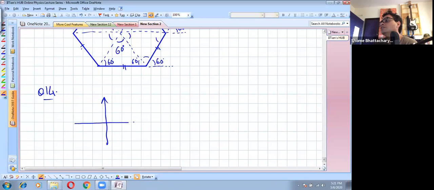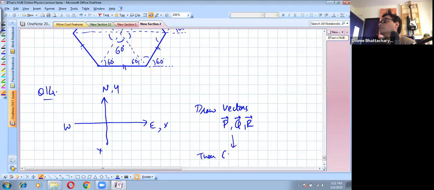Make your north, south, east, west like this. So also take this as your x-axis and take that as your y-axis. Then draw all your various vectors, so draw vectors P, Q and R as per the instructions given. Okay. And then convert them to component form. Okay. And then solve. So you'll get things very easy.